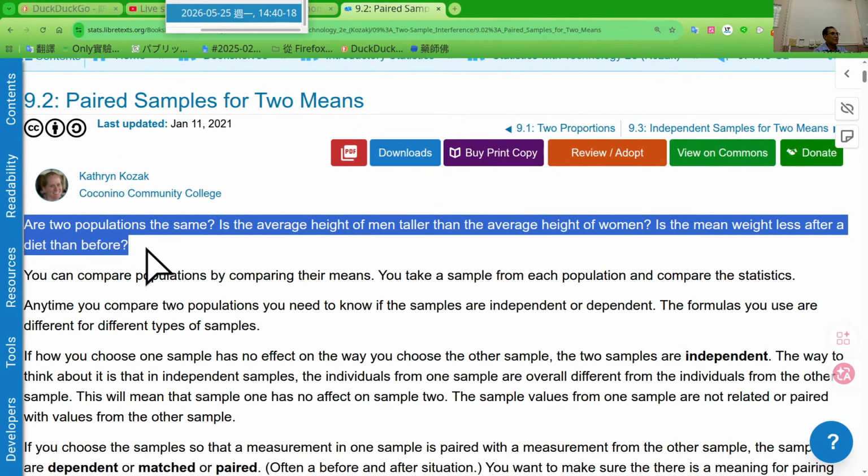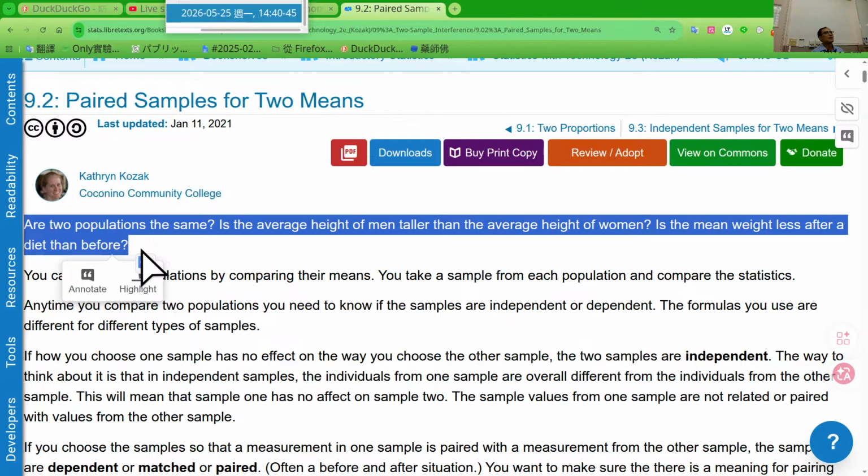Are two populations the same? Personally, I think chapter 9.2 is much more important than the previous one, so we will focus on this one. Is the average height of a man taller than the average height of a woman? Is the mean weight less after a diet than before? Yes, great. And everyone likes this one.